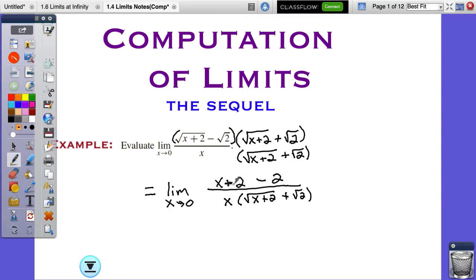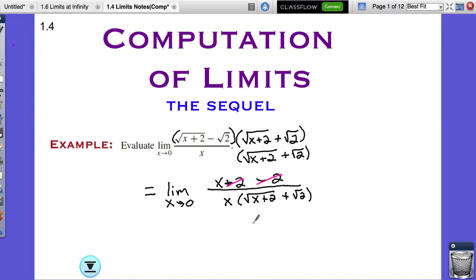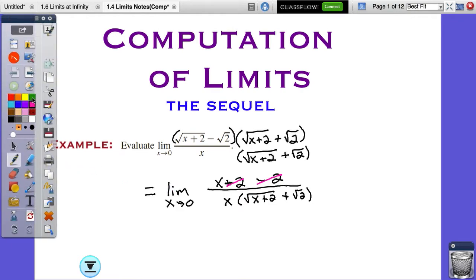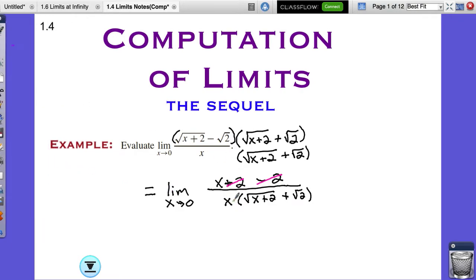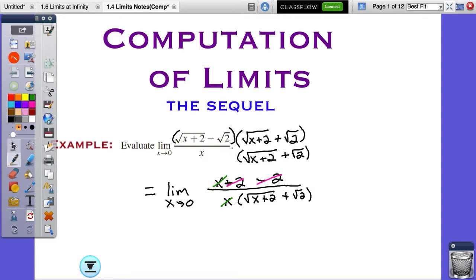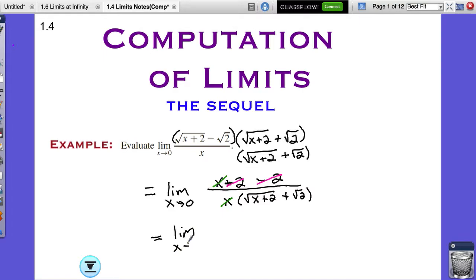And then you notice that the plus 2 and the minus 2 cancel out to 0. If you imagine that those are gone, you look at the numerator and you have an x. In the denominator, you also have a factor of x, so those x's cancel out as well. And so that ends up giving you the limit as x approaches 0 of 1 over the square root of x plus 2 plus the square root of 2.